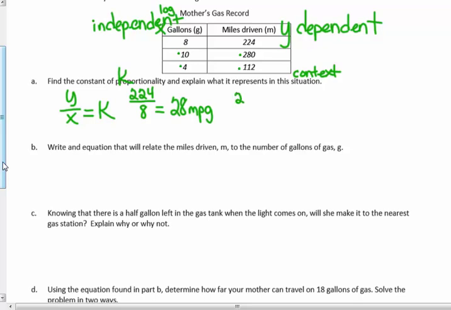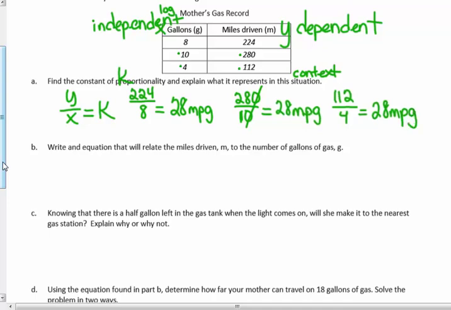Is it the same when she drove 280 miles? She had 10 gallons of gas. Well, yes. A fast way of doing that is to take away the zeros. You're dividing by 10 when you do that. That's equal to 28 miles per 1 gallon, per gallon. Next, 112 miles on 4 gallons of gas. Dividing that, you do get the same mileage, 28 miles per gallon.